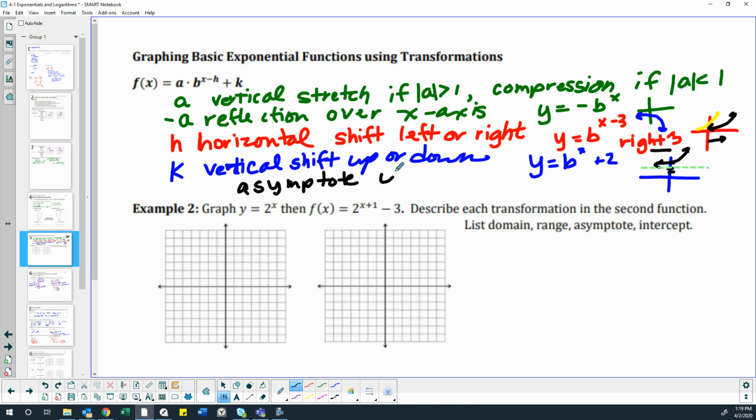Okay, so that's going to change our asymptote, and move it so that it's at y equals k. So in this case, it would be asymptote at y equals 2 instead of at 0. And of course, that moved our y-intercept so that it's at a point 0, 3 instead of 0, 1 because it went up 2. Okay, let's look at this graph together.